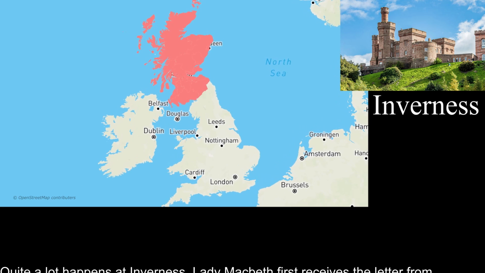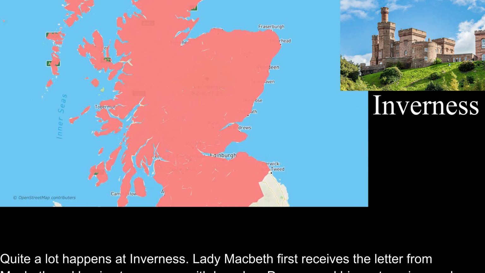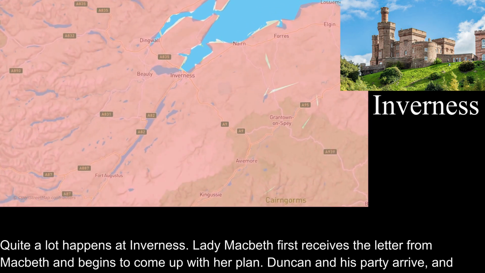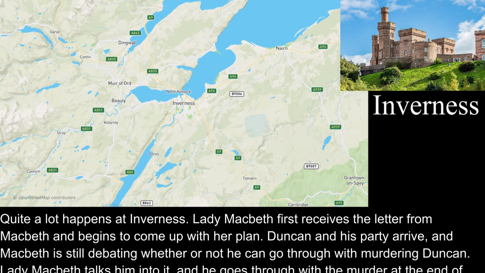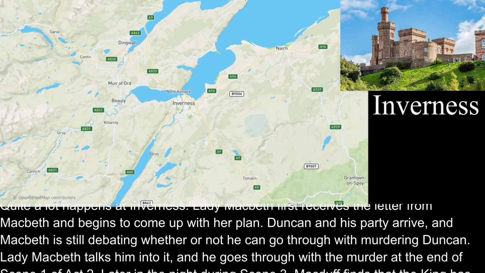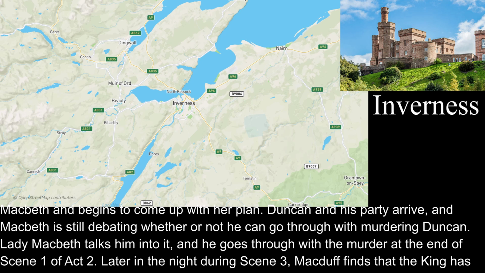Quite a lot happens at Inverness. Lady Macbeth first receives a letter from Macbeth and begins to come up with her plan. Duncan and his party arrive, and Macbeth is still debating whether or not he can go through with murdering Duncan. Lady Macbeth talks him into it, and he goes through with the murder at the end of Scene 1 of Act 2.